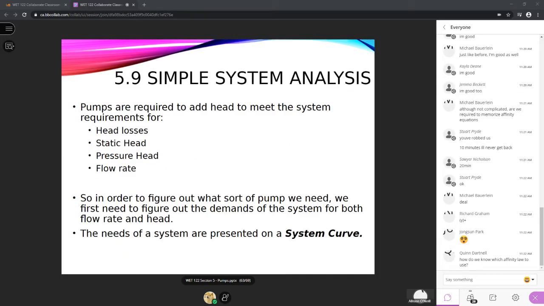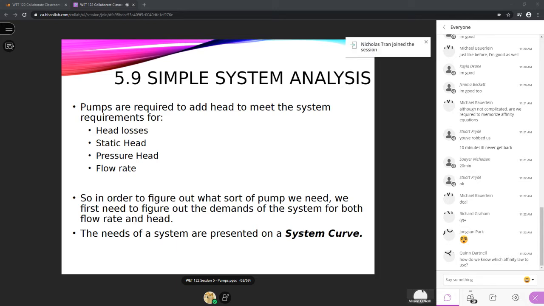So here we are at section 5.9, simple system analysis. This is where we bring together the concepts of our system curves and our pump curves. When we're looking at a pump, it has to be capable of meeting the static head requirements, overcoming any head losses, and adding enough pressure head to the system so that we can meet delivery pressures for the end users. And it also has to be able to deliver the flow rate, okay?